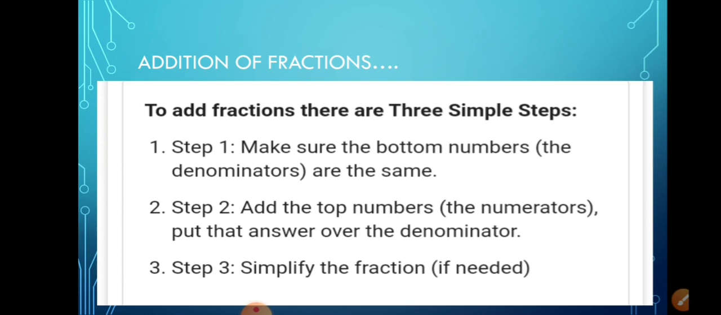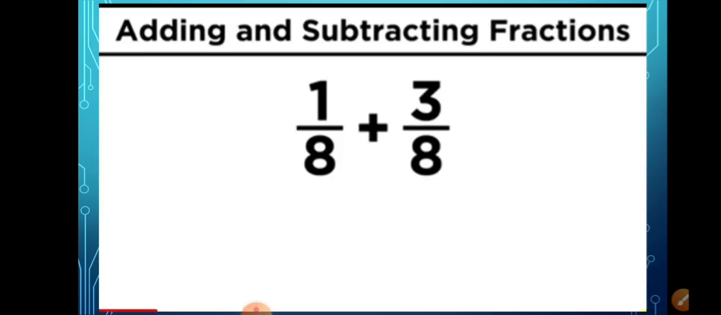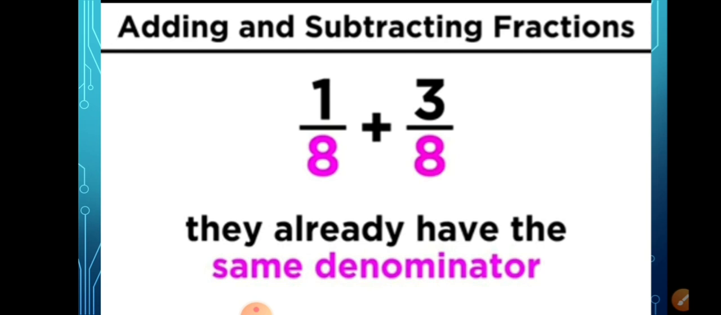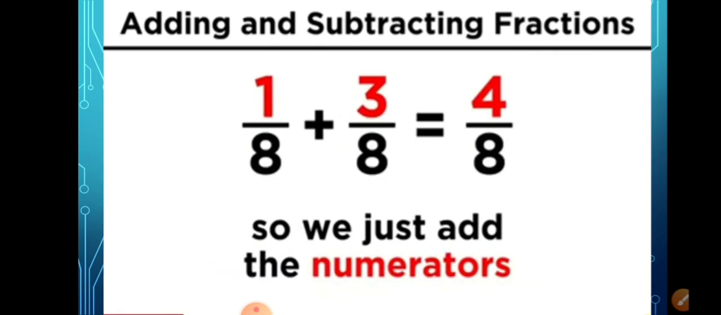So first, if the denominators are same, then see this example, 1 upon 8 plus 3 upon 8. Here you can see that denominators are same. 1 upon 8 plus 3 upon 8, they already have the same denominator. So when the denominator is same, you will simply add the numerators. What are the numerators? 1 and 3. So 1 plus 3 is 4, and the answer will come 4 upon 8.